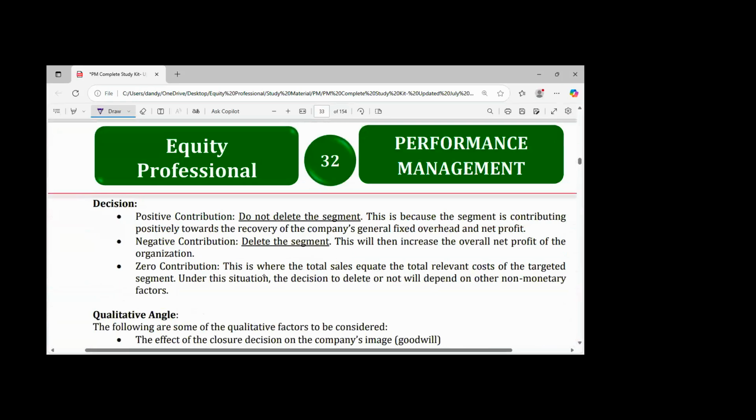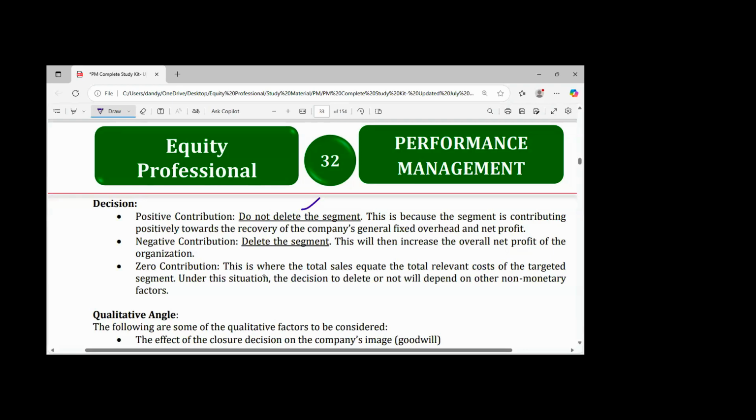Why? Because the segment is contributing positively towards the recovery of the company's general fixed overhead and net profit. When you want to determine your profits, you need to deduct the period cost, the fixed cost. If the segment produces a positive contribution, your advice should be that they should not delete the segment, because part of that positive contribution will help the company recover part of the general fixed overhead that has been incurred. All right. So under positive contribution, your advice should be: please do not delete it.